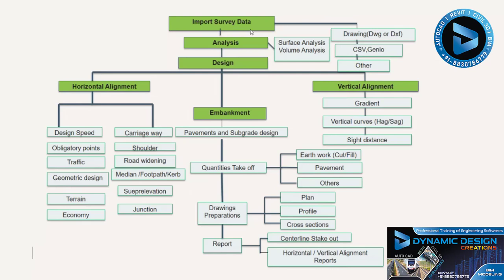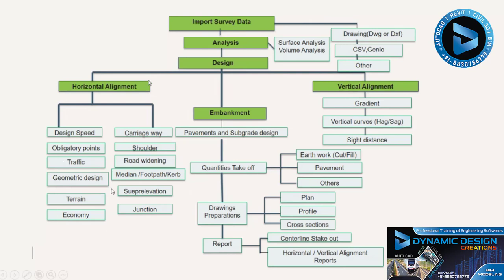Within the surface, if you want to propose a new alignment, then we need to do an elevation analysis. Otherwise, if we propose only improvement of the existing road, then it is not necessary to analyze the surface. Once the surface is completed, we come to the horizontal alignment. Once the horizontal alignment is complete, we go to the vertical alignment.